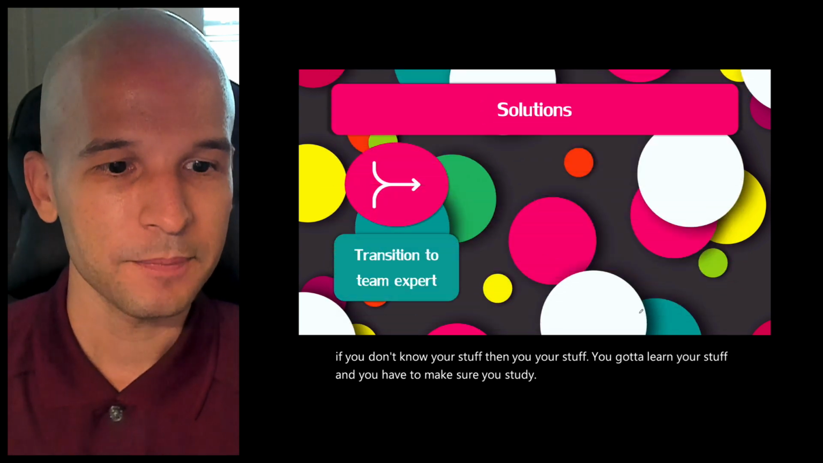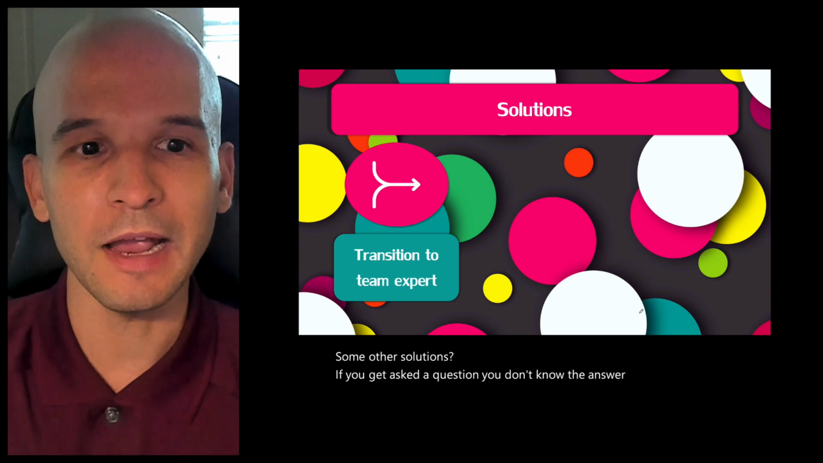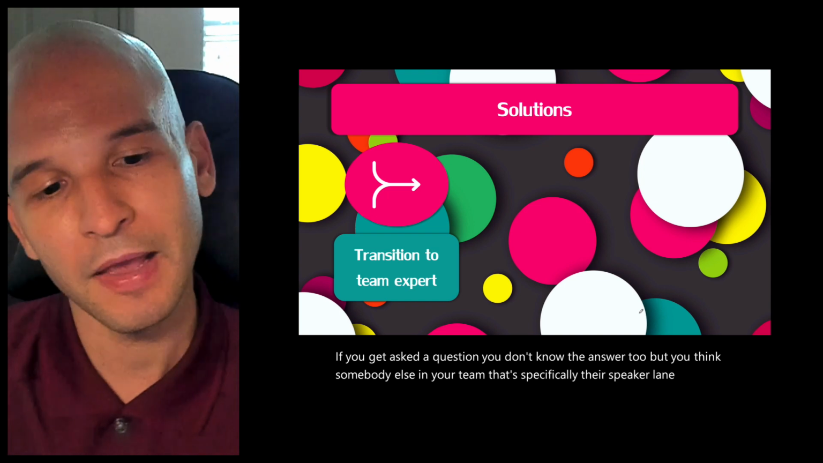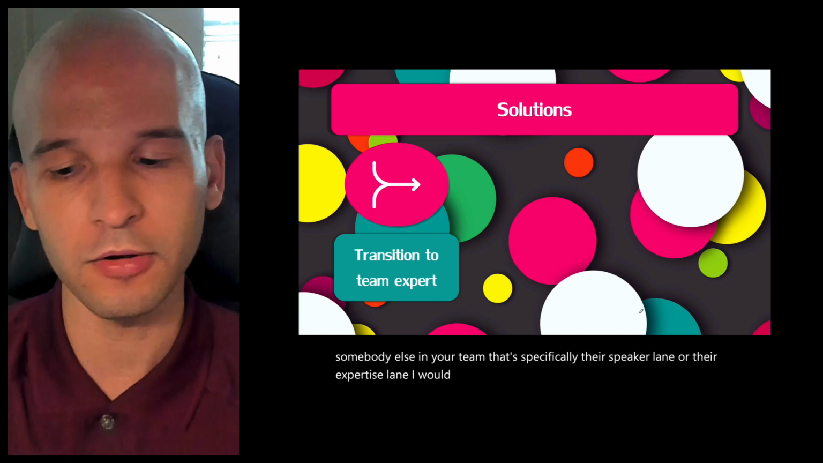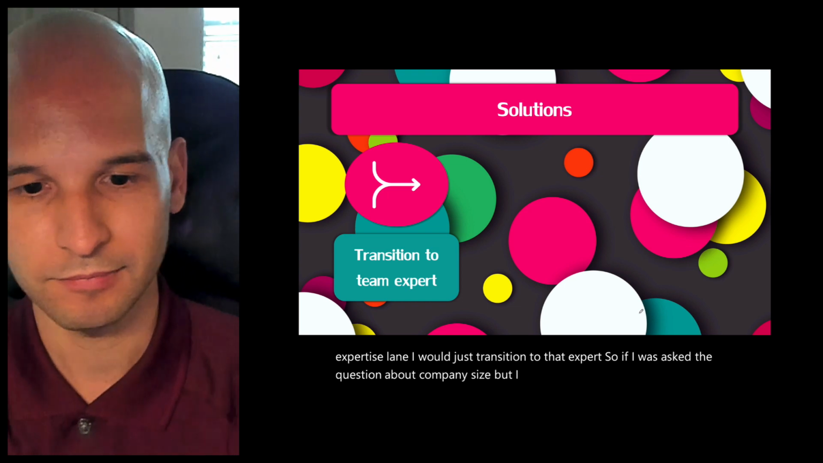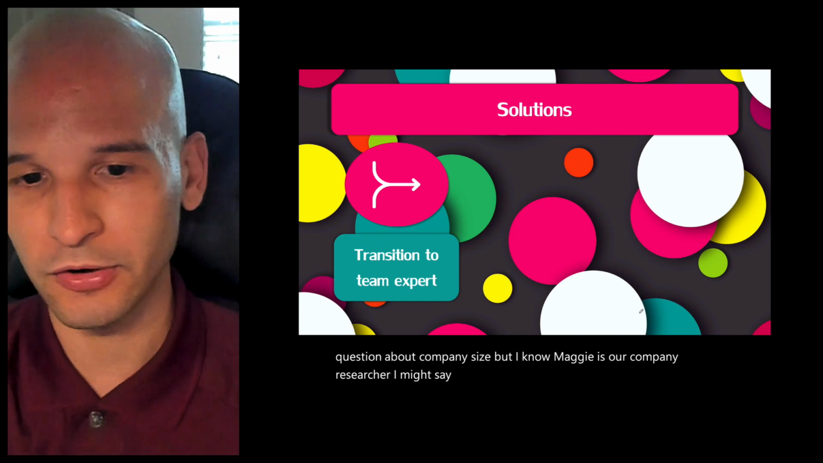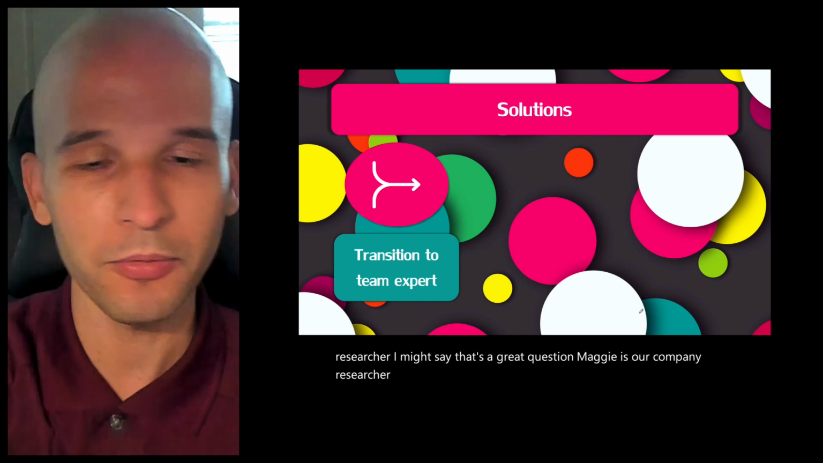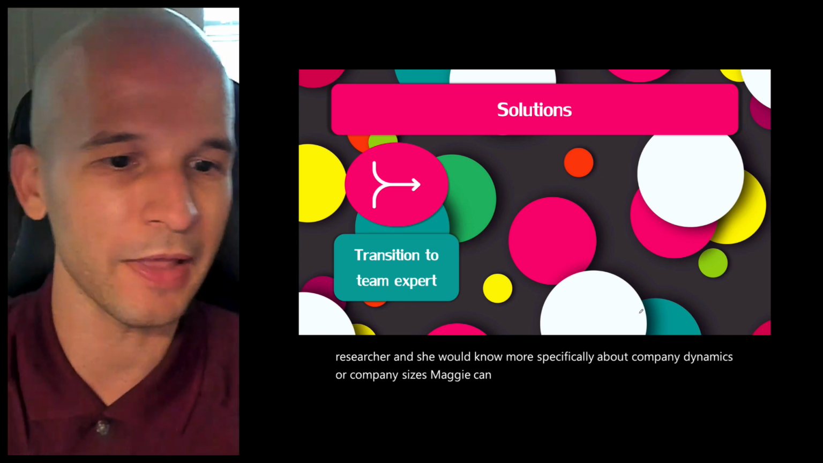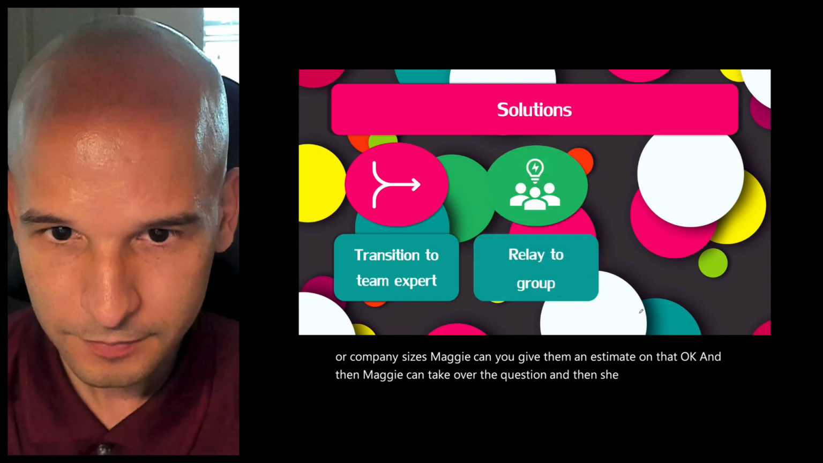Some other solutions. If you get asked a question you don't know the answer to, but you think somebody else in your team, that's specifically their speaker lane or their expertise lane, I would just transition to that expert. So if I was asked a question about company size, but I know Maggie is our company researcher, I might say, that's a great question. Maggie is our company researcher and she would know more specifically about company dynamics or company sizes. Maggie, can you give them an estimate on that? Okay, and then Maggie can take over the question and then she can answer it accordingly.